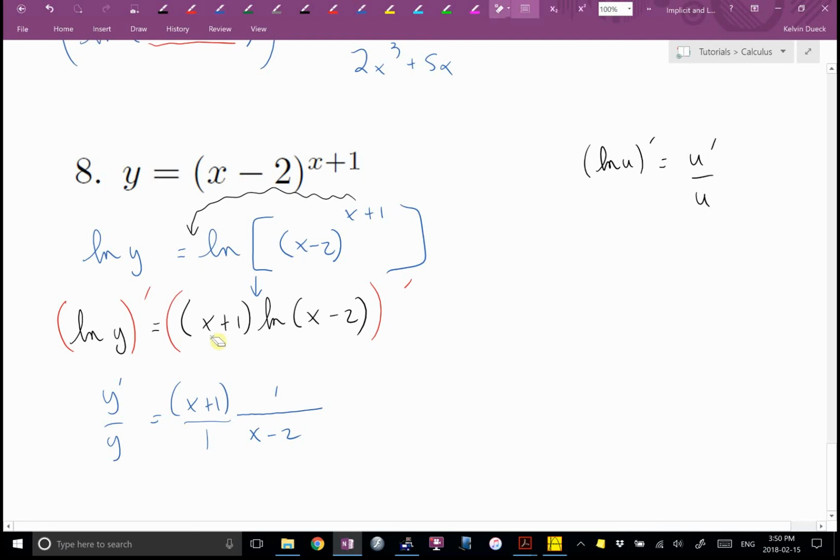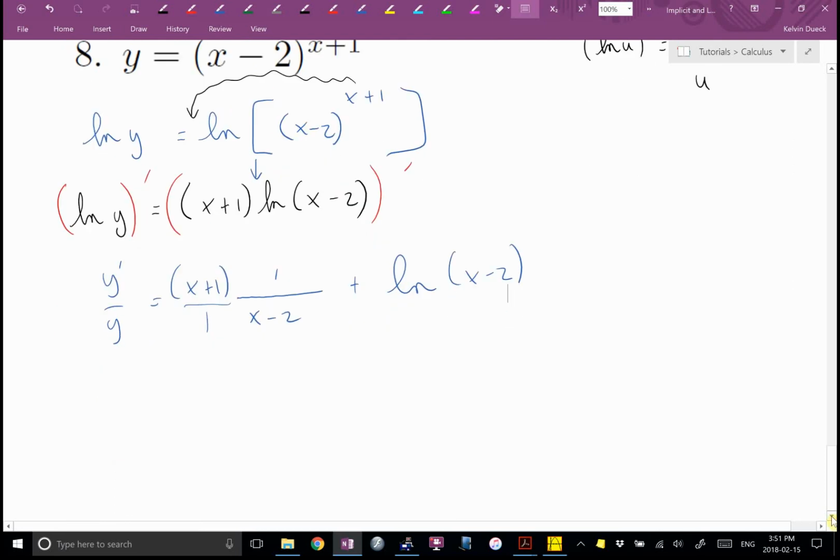So rewrite the first term, derivative of the second term, plus derivative of the first term. What's the derivative of x plus 1? Oh, I like that. Am I going to bother writing that? No. Rewrite the second term, ln of x minus 2. Before I do much more, I'll just tidy up that middle fraction. Y prime over y equals x plus 1 over x minus 2 plus ln x minus 2. How would I get the y prime by itself?